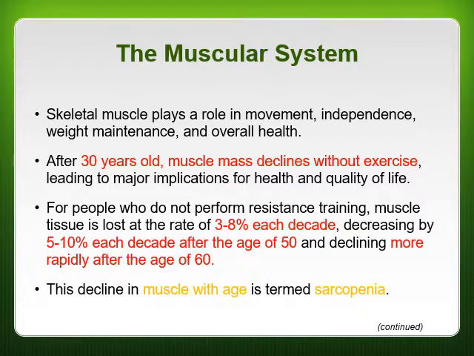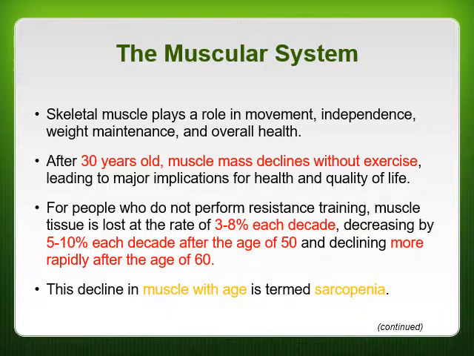All right, so we're going to talk a little bit about the aging process and what happens as we get older. You already know about skeletal muscle and what it does. It has an important role in movement, independence, weight maintenance, and overall health. So having lean tissue on the body is important. After the age of 30, muscle mass begins to decline without exercise. So you start to lose it, which can lead to a lot of really negative implications for health and quality of life as we progress through the rest of our lives.